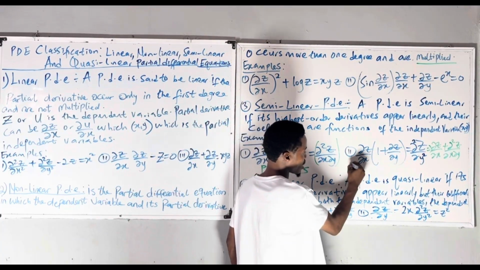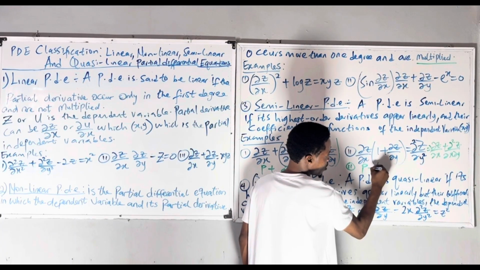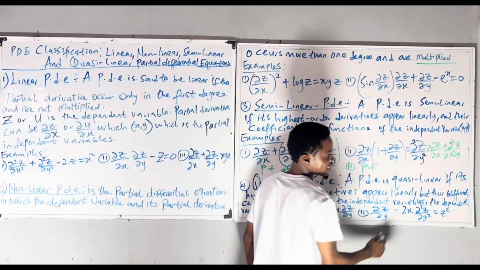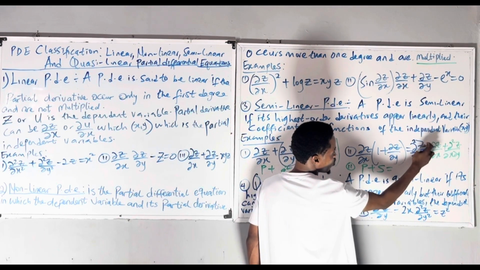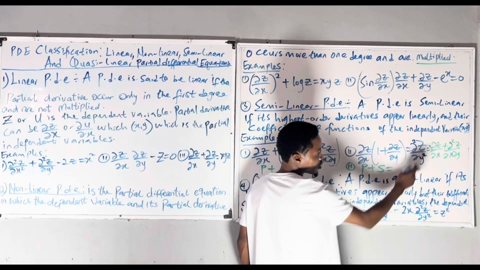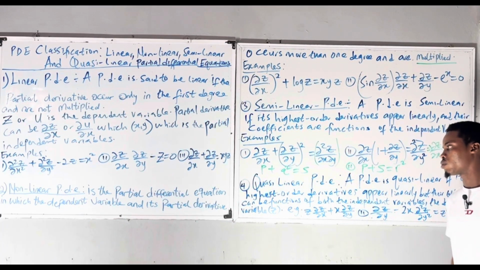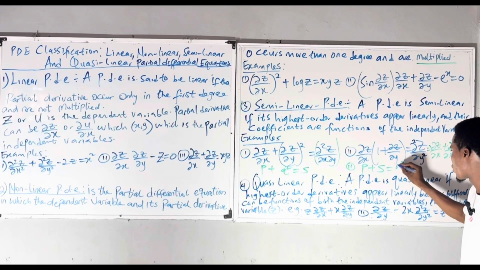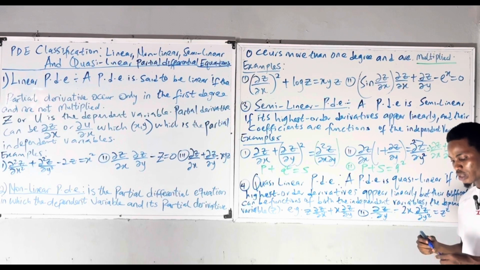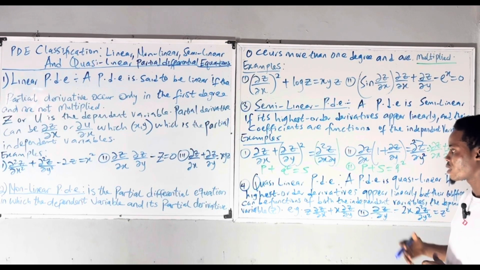So let us consider this as well. This is on z. We have all this bracket: the partial of z with respect to x is p plus the second partial of z with respect to x and y, which is s, then equal to the second partial of z with respect to y squared, which is q. I can take this one to here. You can see it's also the same. So this is a semi-linear PDE. So final one, quasi-linear PDE.